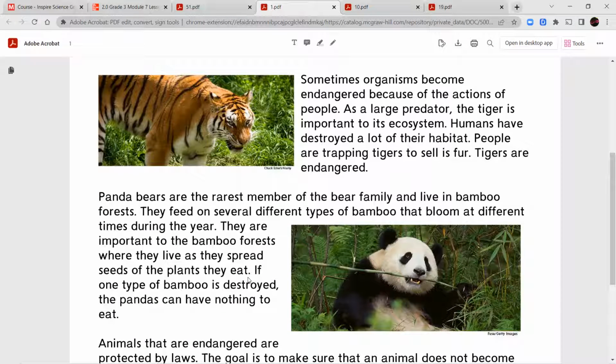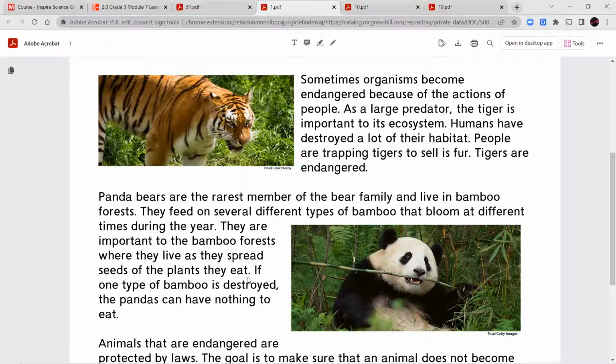Sometimes organisms become endangered because of the actions of people. As a large predator, the tiger is important to the ecosystem. Humans have destroyed a lot of their habitat. People are trapping tigers to sell its fur. Tigers are endangered.